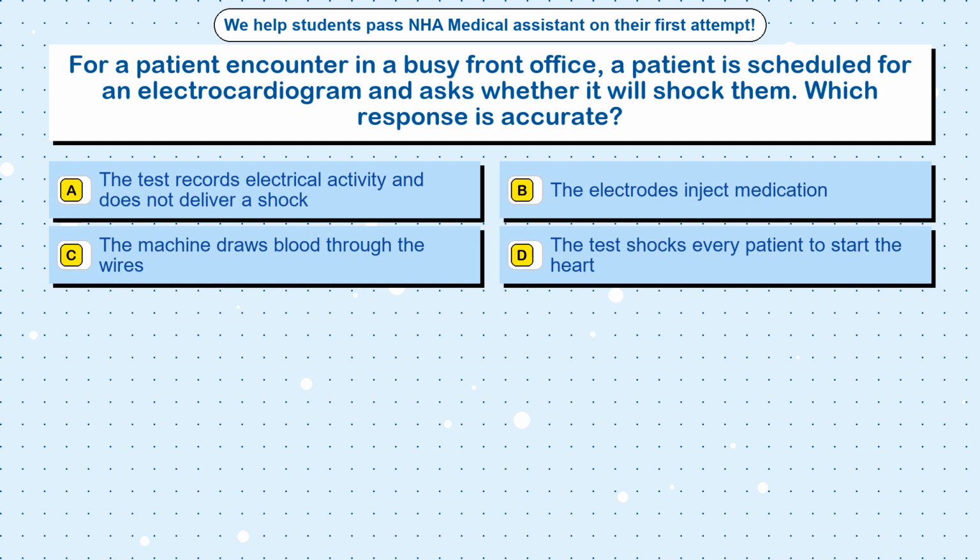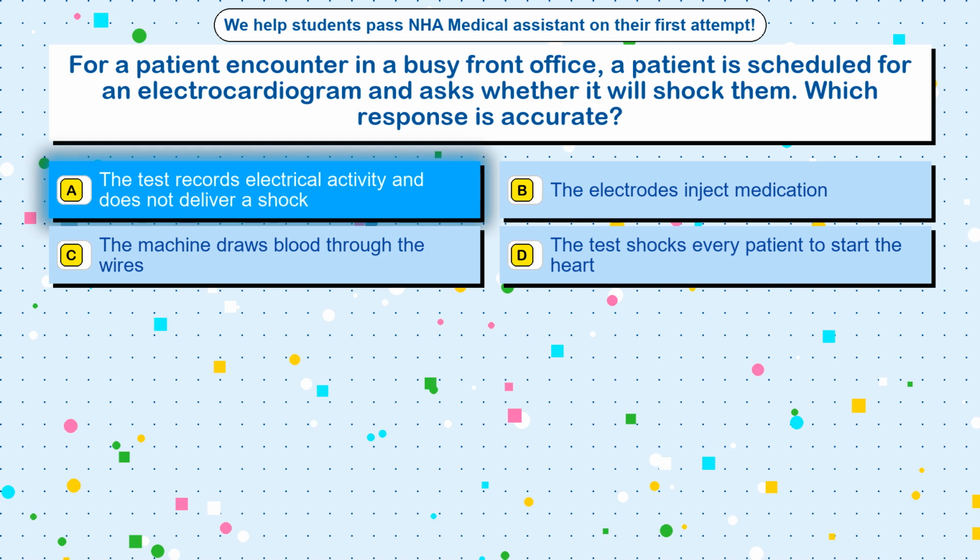Question 41. For a patient encounter in a busy front office, a patient is scheduled for an electrocardiogram and asks whether it will shock them. Which response is accurate? Option A. The test records electrical activity and does not deliver a shock. Option B. The electrodes inject medication. Option C. The machine draws blood through the wires. Option D. The test shocks every patient to start the heart. The correct answer is option A.